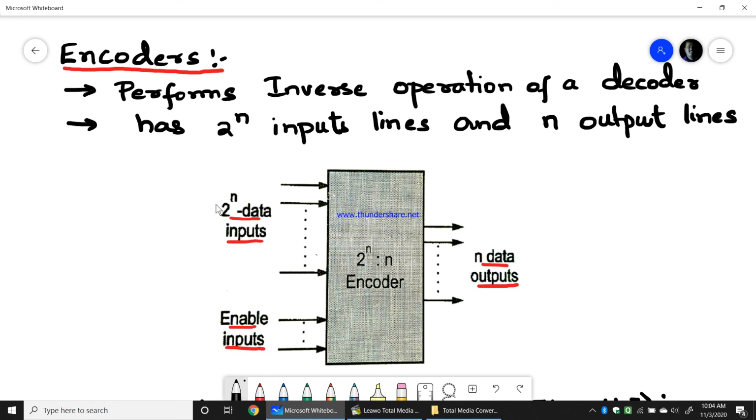Normally encoders will have 2 power n input lines and n output lines. In decoders we had n input lines and 2 power n output lines, but in an encoder we will have 2 power n data input lines and n output lines, and we will have enable inputs. So this is the encoder.